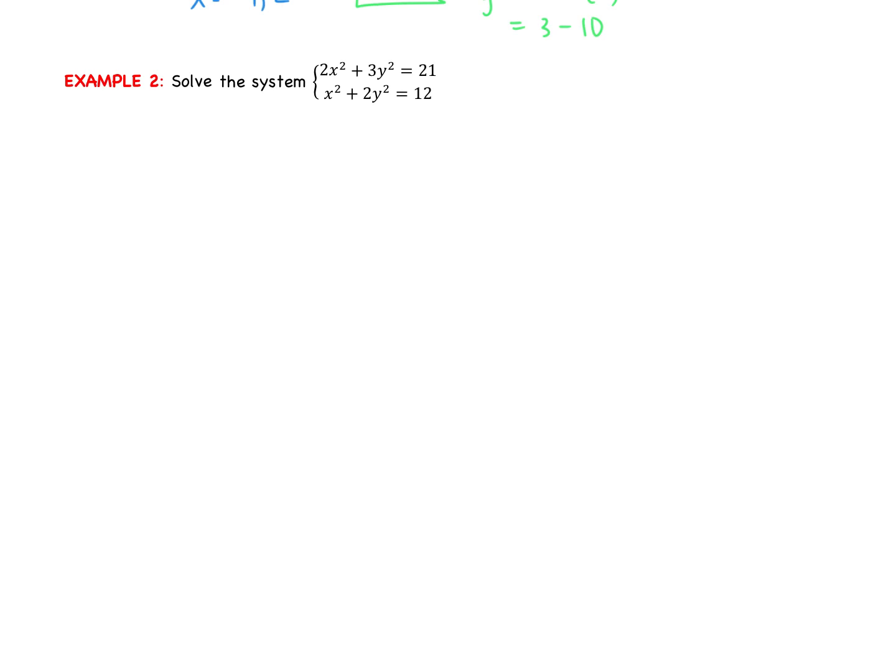Let's say I want to multiply this bottom equation by -2. First of all, why would I do that? What's the benefit to multiplying the second equation by -2? Eliminating our x's. Okay, so first equation will stay the same. Second equation, if I multiply by -2, gives me -2x squared, subtract 4y squared is equal to -24.